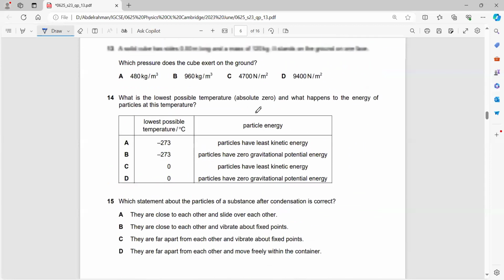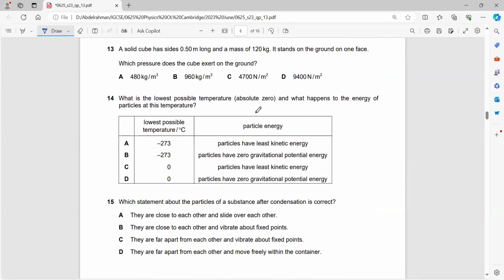Question 13. A solid cube has sides of 0.5 meters and a mass of 120 kilograms. What pressure does the cube exert on the ground? How can you find the pressure for this question? Pressure equals force over area. Okay, good.